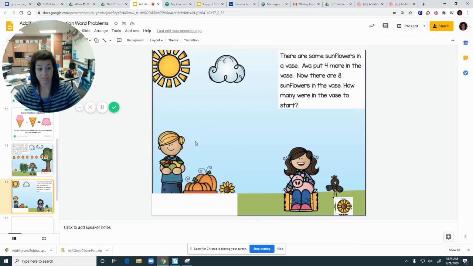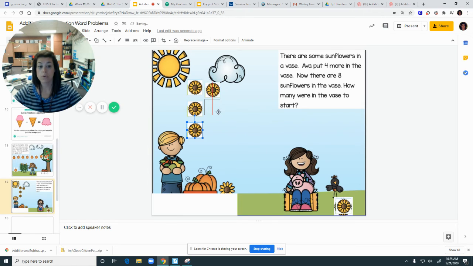And let's look at the next thing. I put 4 in the vase. So she's going to put 4 in the vase. So here's 1, 2, 3, 4. So Ava puts 4 in there. Now there are 8. So do I know the total number of sunflowers in the vase? There are going to be 8 sunflowers.